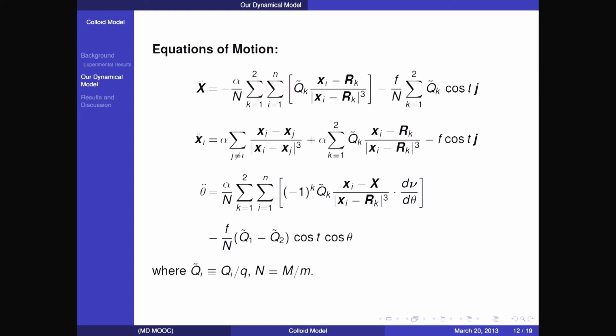And here they are. This one is the second order differential equation for the rod's center of mass. This is for each of the particles, and you can see that xi means that there are n of these equations. And then this is the equation for the rotational part. And over here, these quantities q tilde and n, etc., are all in terms of the scale that we talked about, which is the mass of the little particles and the charge on the little particles.